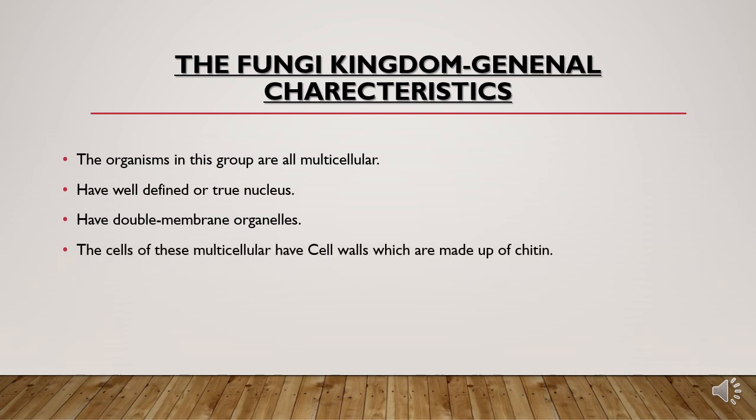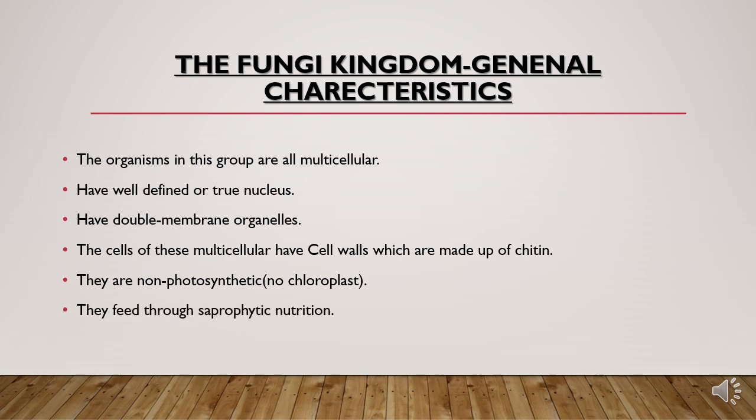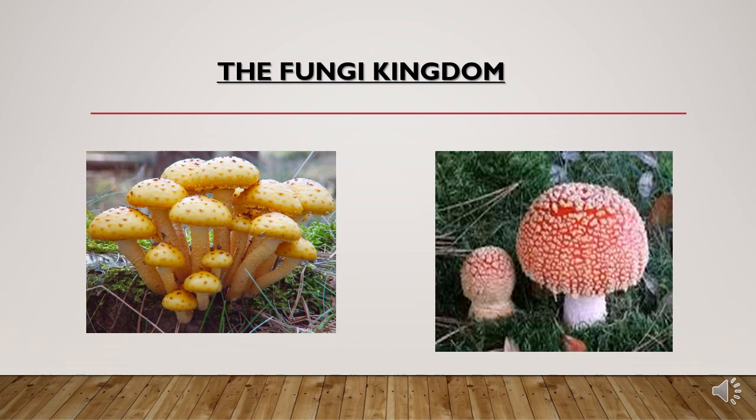The cell walls of these organisms are made up of chitin. They are non-photosynthetic, which means they do not carry out the process of photosynthesis and they do not contain chloroplasts. They feed through saprophytic nutrition, which means they are mostly decomposers, for example, mushrooms and toadstools. So this is a simple representation of the fungi kingdom.